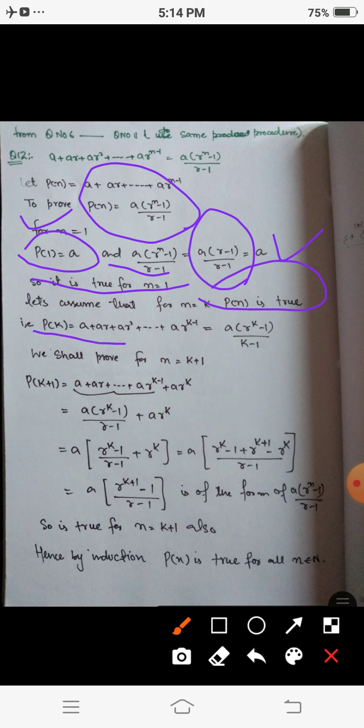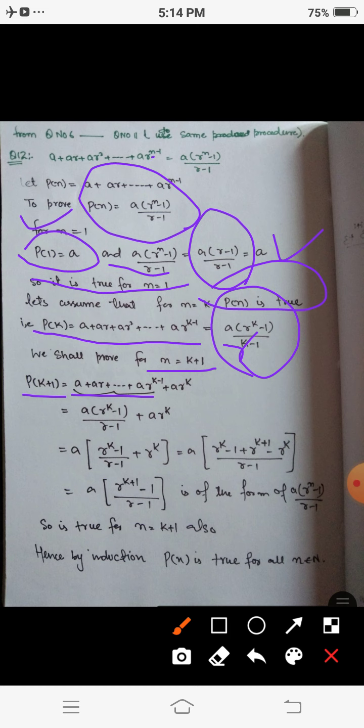That is, P(k) is a + ar + ar² + ... + ar^(k-1), which equals a(r^k - 1)/(r - 1). Here we have r - 1. Now we shall prove this for n equals k + 1. Now P(k+1) becomes a + ar + ar² + ... + ar^(k-1) + ar^k.